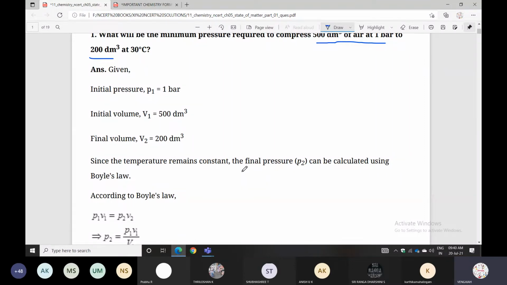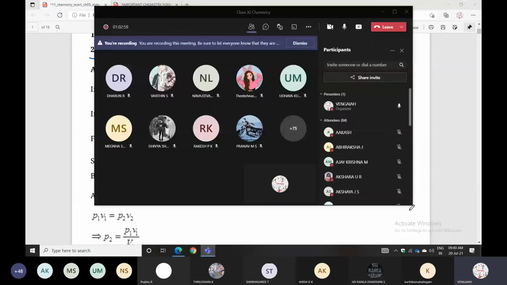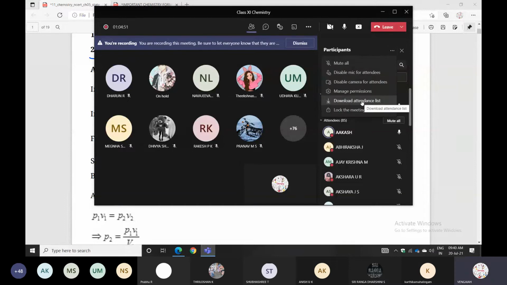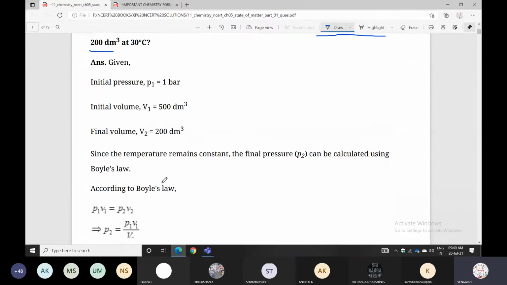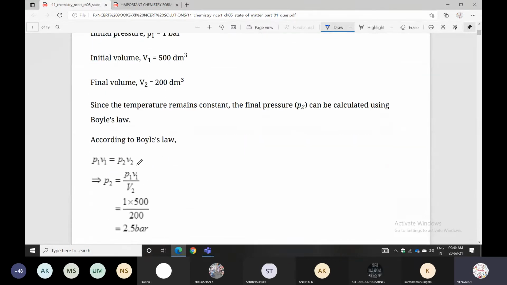So what is the formula? Boyle's law formula, anyone can reply. What is the Boyle's law formula? Any student? P1 V1 equal to P2 V2, sir. Yes, P1 V1 equal to P2 V2. So according to Boyle's law, the formula is given.